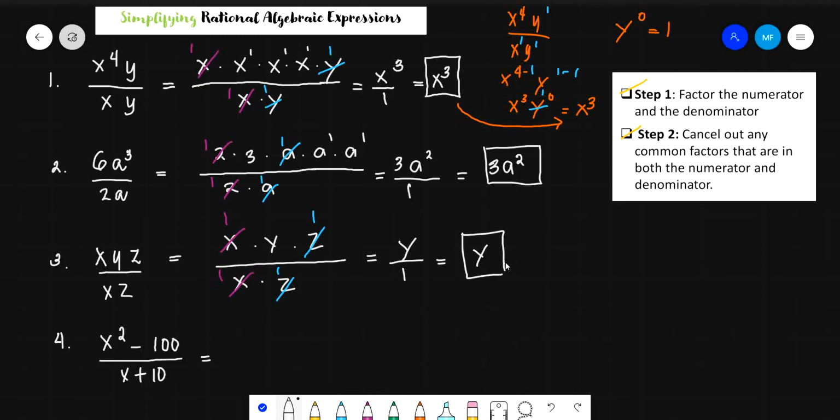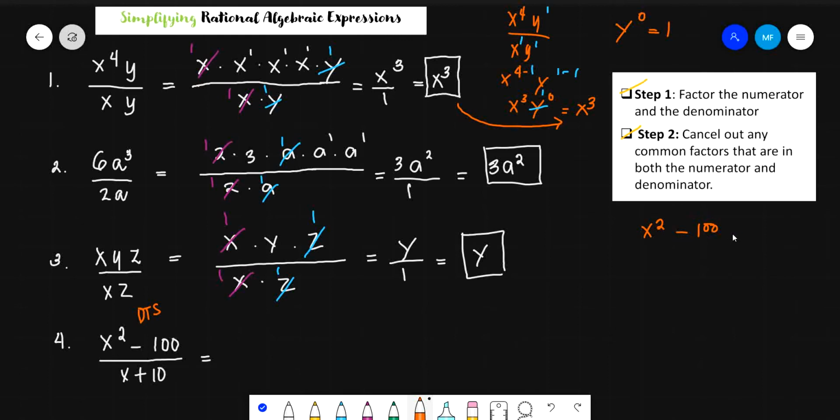So, sa number 4, yung nasa taas, yung numerator na kung saan ito yung x squared minus 100, this can be factored using what? Using DTS. Using difference of 2 squares. So, paano ba natin ito i-factor? We have here x squared minus 100.